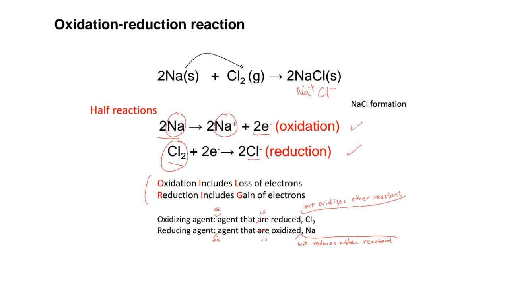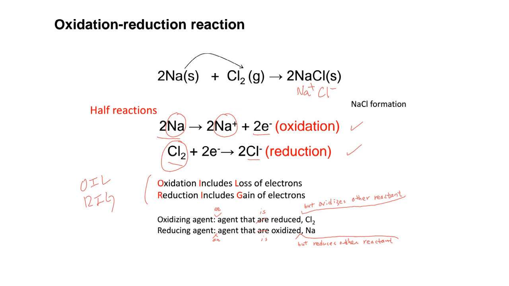So an easy way to remember is OIL RIG. So that is, oxidation includes loss of electrons, and reduction includes gain of electrons. Other terms that you have to remember are oxidizing agent and reducing agent. An oxidizing agent means an agent that is reduced during the chemical reaction, but oxidizes the other reactant.